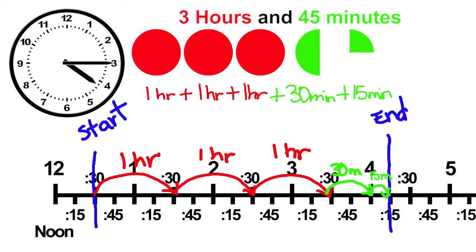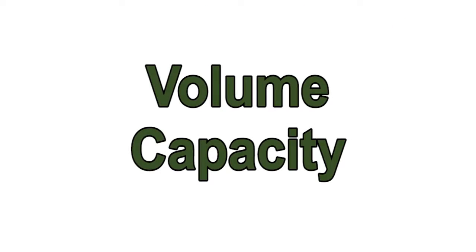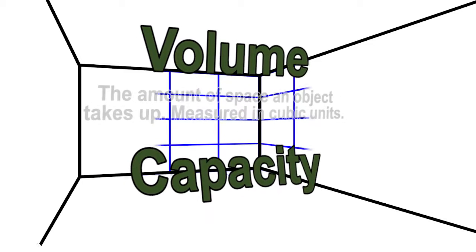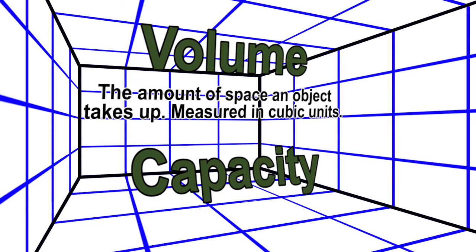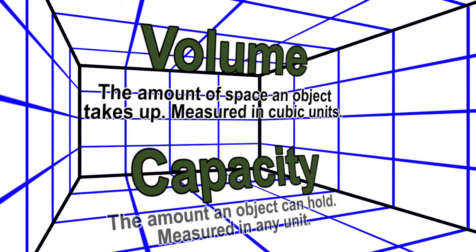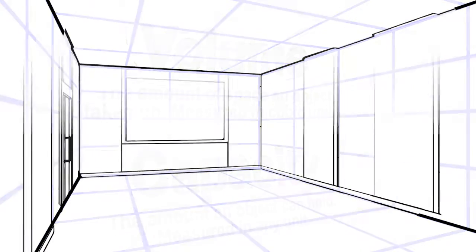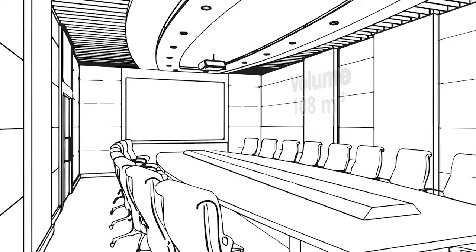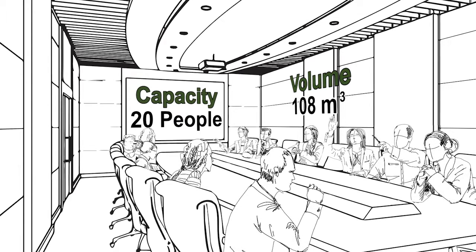With volume and capacity, these are terms often used interchangeably, but they are different. Volume is defined as the space an object takes up and is measured in cubic units. Capacity measures the amount an object can hold and can be measured in any unit. For example, a conference room may have a volume of 108 cubic meters, but hold a capacity of 20 people.